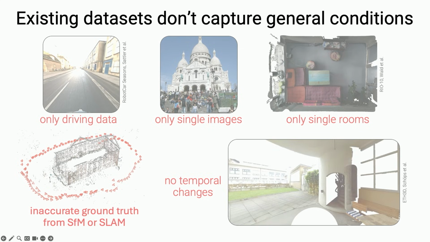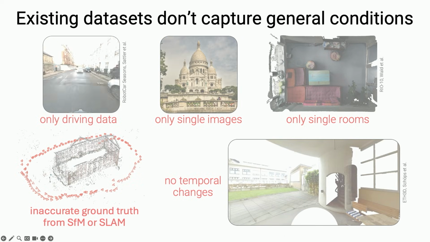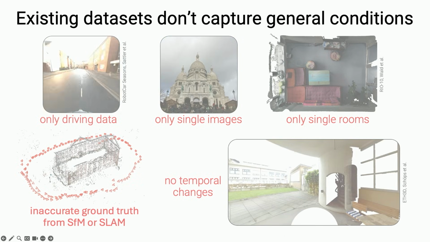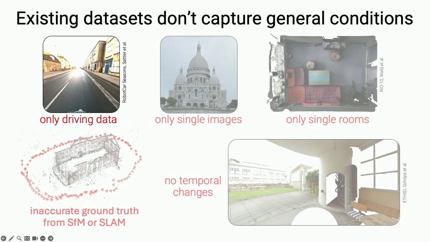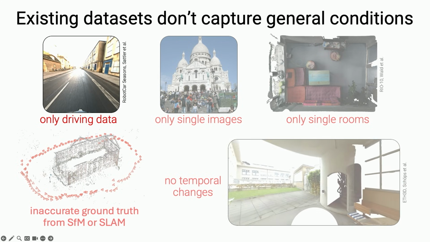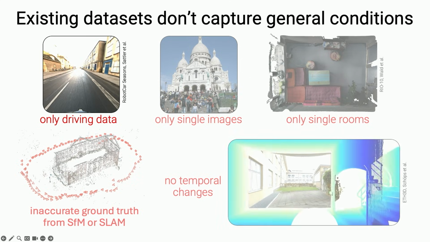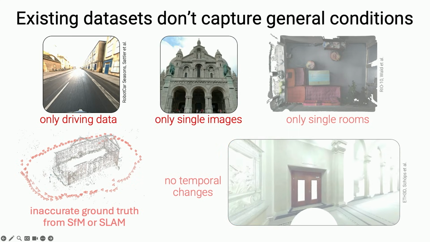There are a lot of existing data sets, but they do not really capture all the general conditions for augmented reality and real world wearable devices. There are many data sets focused on driving scenarios, but car motion has a different motion pattern, because cars generally only have a forward motion, and the motion pattern is quite simple.